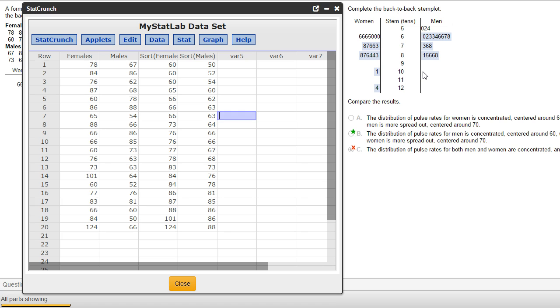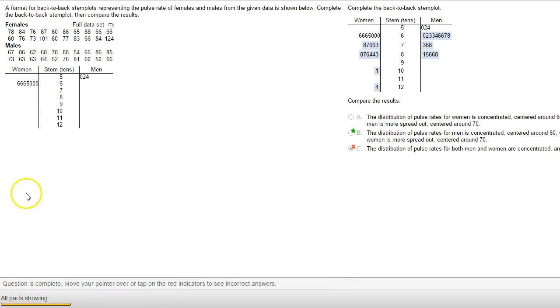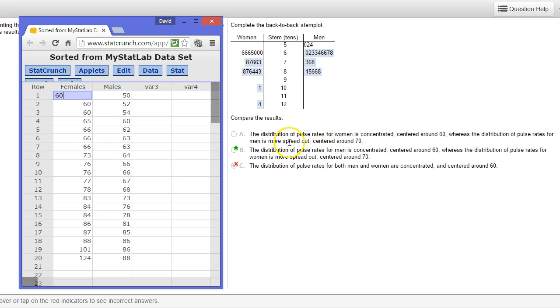Now, the question came with why was the last question not marked correctly? So if we look at the question and the options here, this one's the correct answer. It says the distribution of pulse rates for men is concentrated, centered around 60, but the pulse rates for women is more spread out, centered around 70. And you could be definitely confused just by looking, maybe thinking, well, these are both like the longest or something, even though this one's the same length as that.